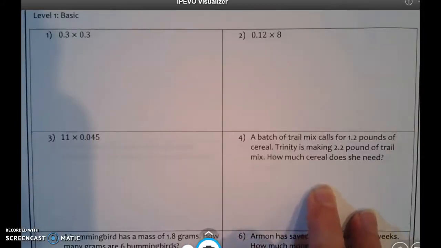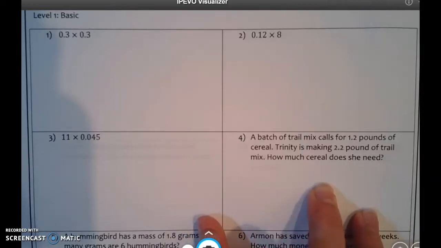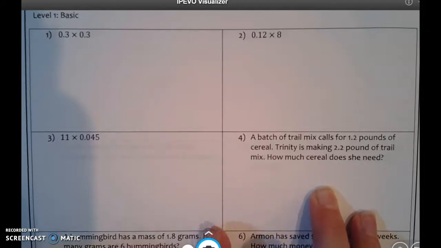All right, guys, practice makes perfect. So now you're going to go through the worksheets, level 1, level 2, and level 3. They're going to get harder as you go. So try to get as many right as you possibly can. And to make it a little bit more fun, we're going to play a game.